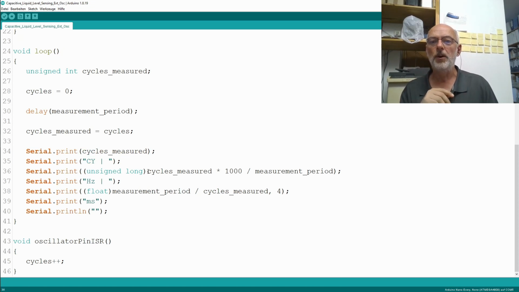Then I convert my cycles measured, considering the measurement period, into hertz. And I also convert my measurement period and cycles measured into a period in milliseconds of my waveform. And that's it.